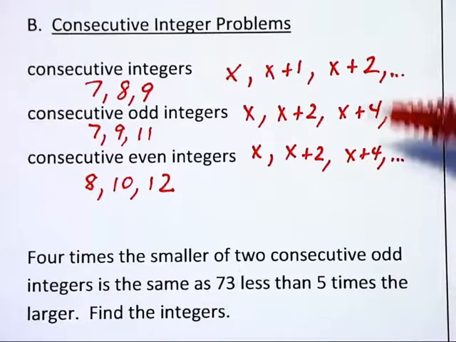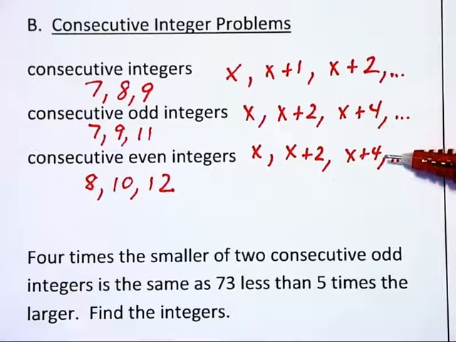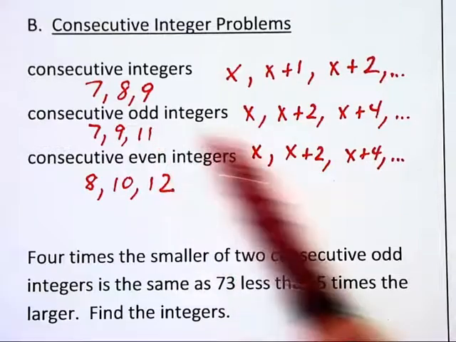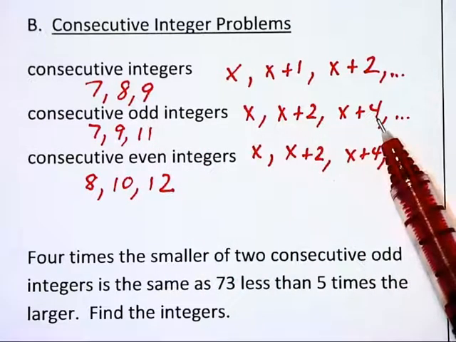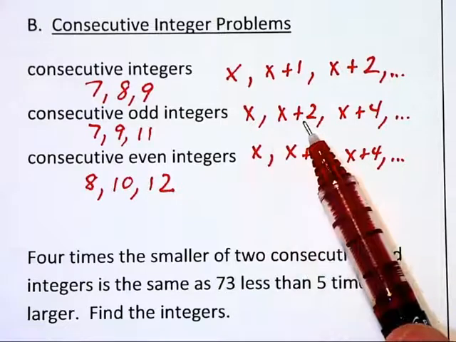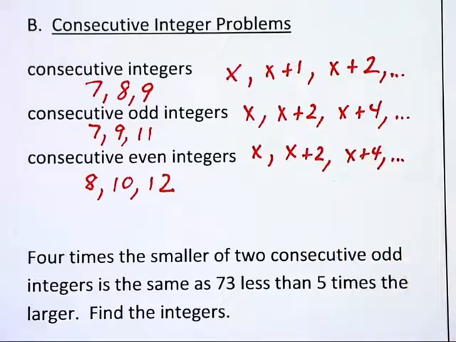Notice that the algebraic representation of both consecutive evens and consecutive odds both have x plus 2 and x plus 4. A common mistake is to look at the word odd and want to go x plus 1 and x plus 3. But that will not work, because to go from x to x plus 1, you're not adding 2 to go between those two numbers, and that really gets you into trouble.